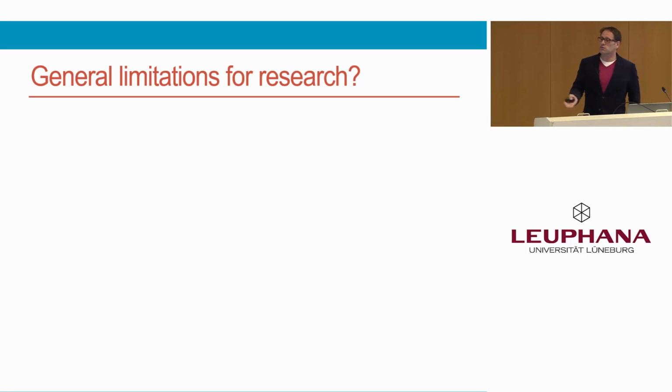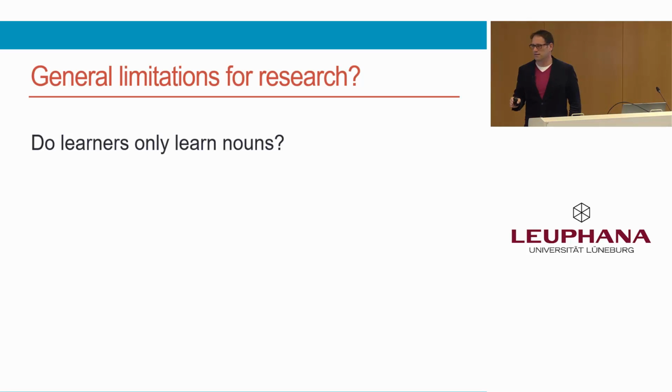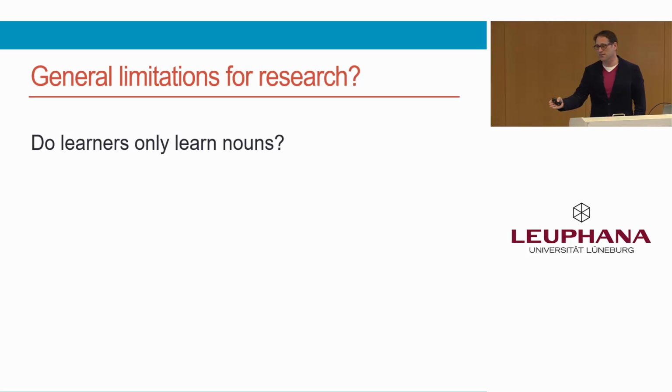The general limitations to the field of research on L2 word learning, and how we can test specific predictions also made by the model, is that learners don't only learn nouns, right? And what we use a lot is concrete nouns. So we had the cat before and the window and the armadillo. And that's possibly easier to deal with in an experimental context.